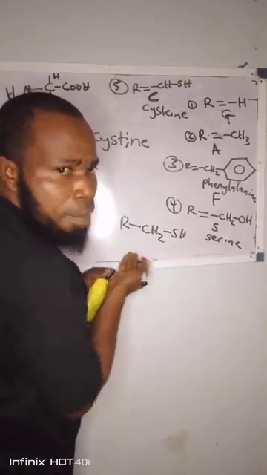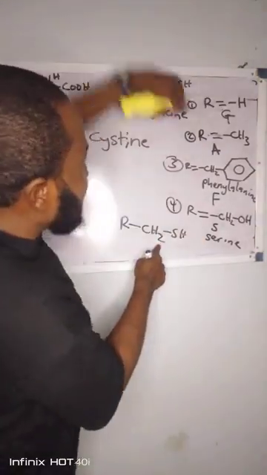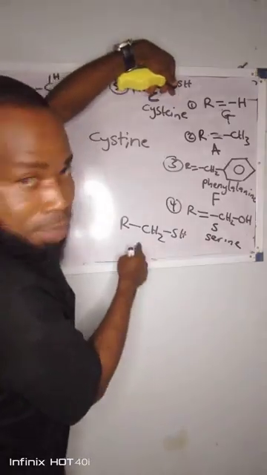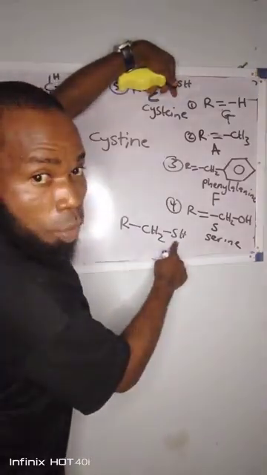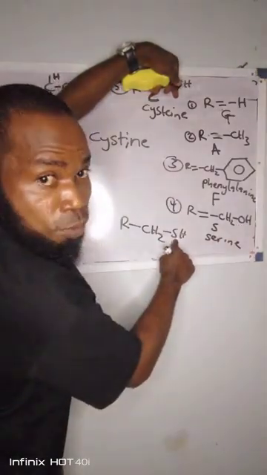SH. This is a mercaptan. Now, therefore, I can simply say that cysteine is a mercaptan. So why am I calling it a mercaptan? Because the O has been replaced by the sulfur atom.